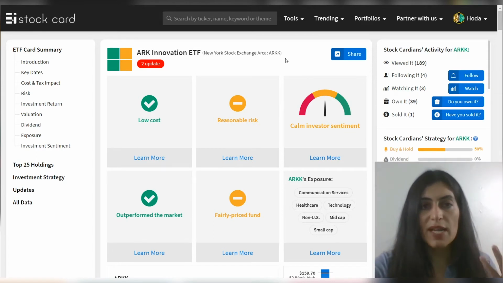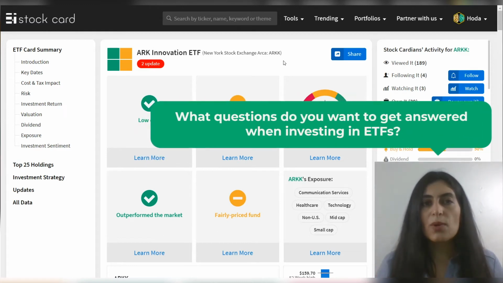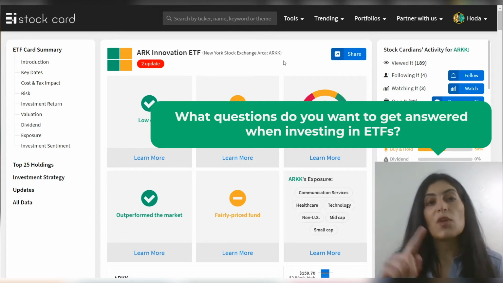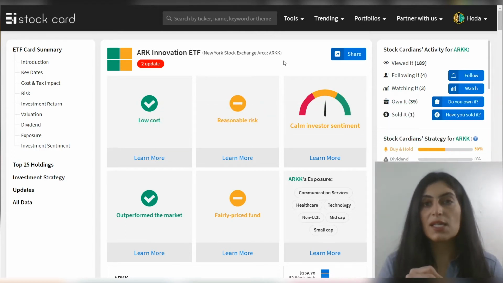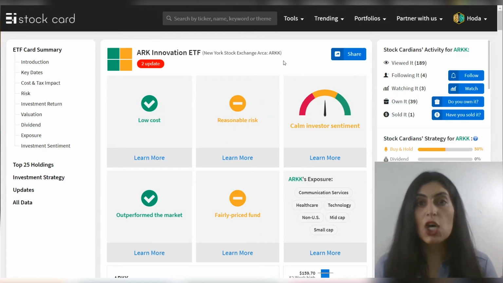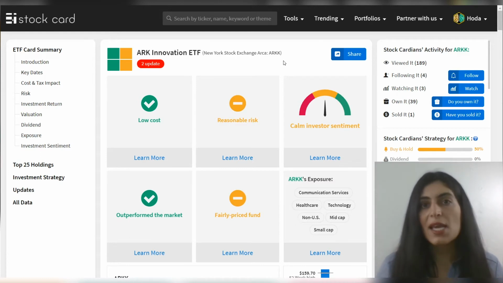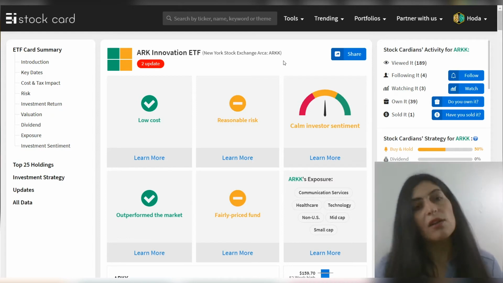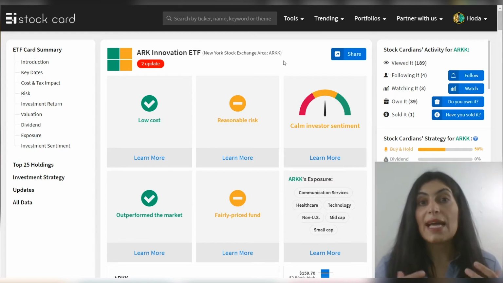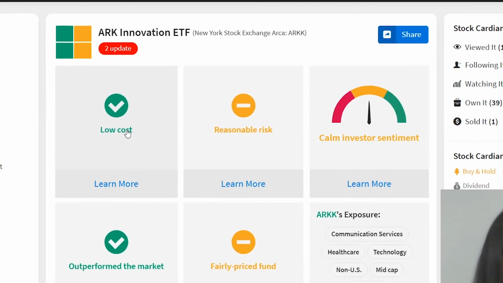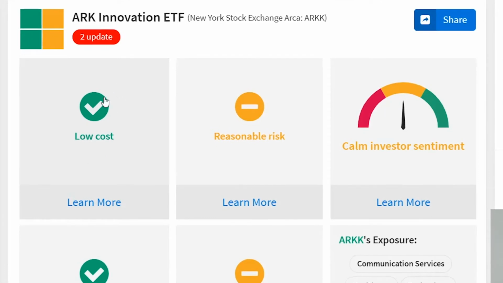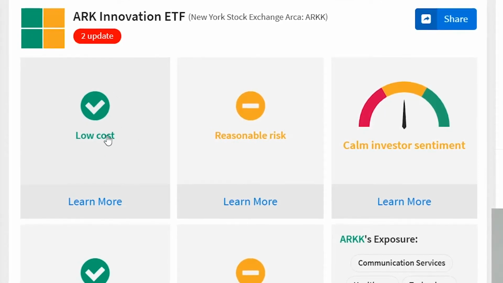We asked ourselves and we asked you, what questions do you want answered when you invest in an ETF? We all want to know whether the ETF is expensive. Is it going to charge us a lot of money, or not a big fee? We want to know the impact on taxes as well, because ETFs can be tax friendly or tax unfriendly. So that's my number one box that we brought onto an ETF card. It's about the cost associated with that ETF.